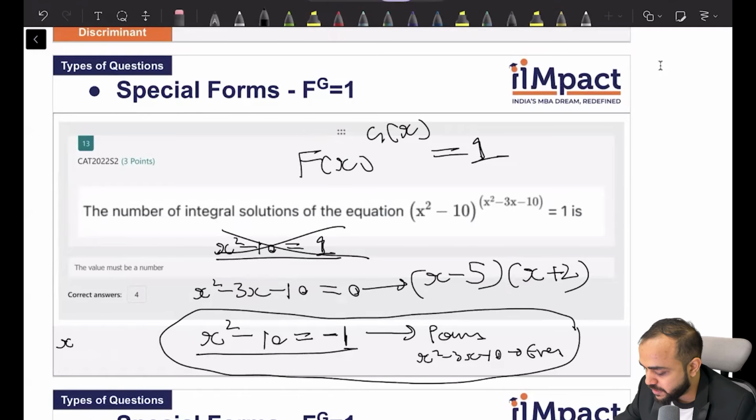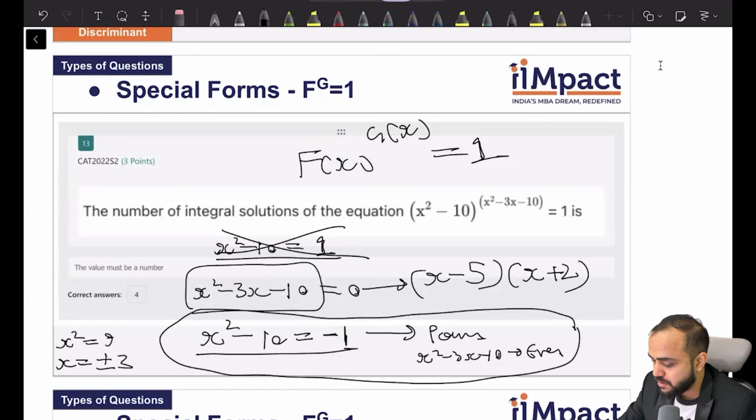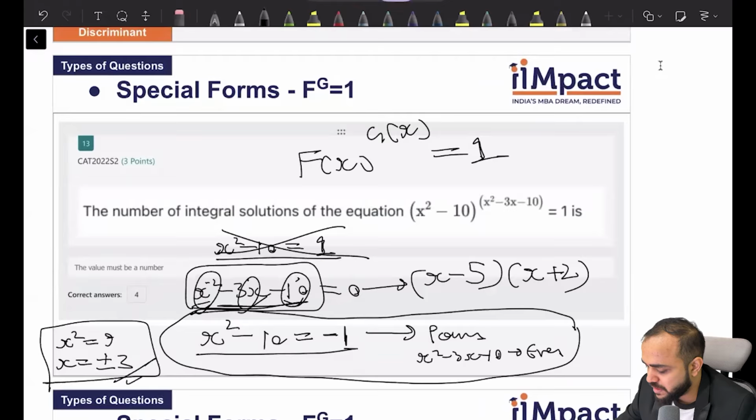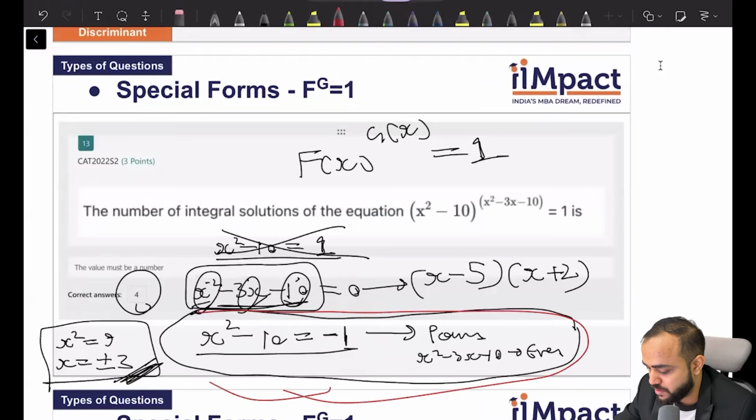Here I will get x square equal to 9, or x equal to plus minus 3. At 3, what is the power? Odd minus even. So odd minus odd, even minus even, even. That is correct. Same for minus 3. So I don't need to calculate the exact values. I'm clear on plus minus 3 also being allowed. So this will have four answers. Usually people miss out on this particular choice.